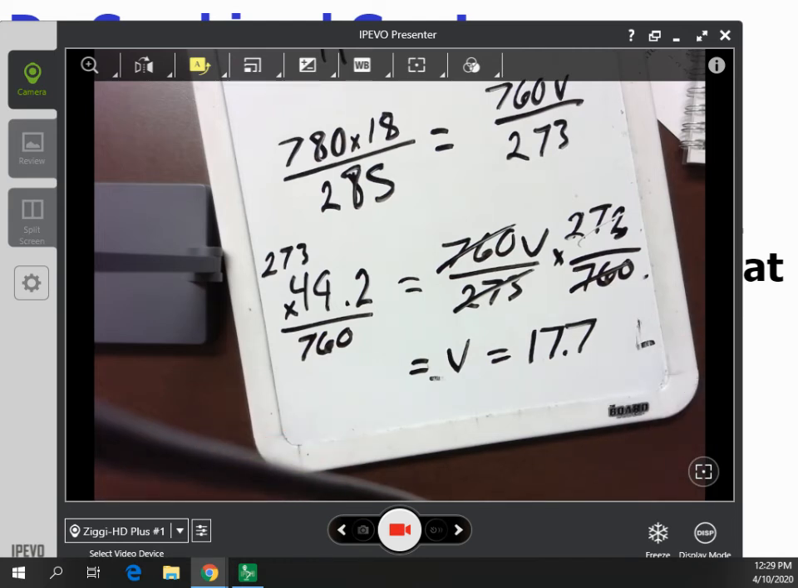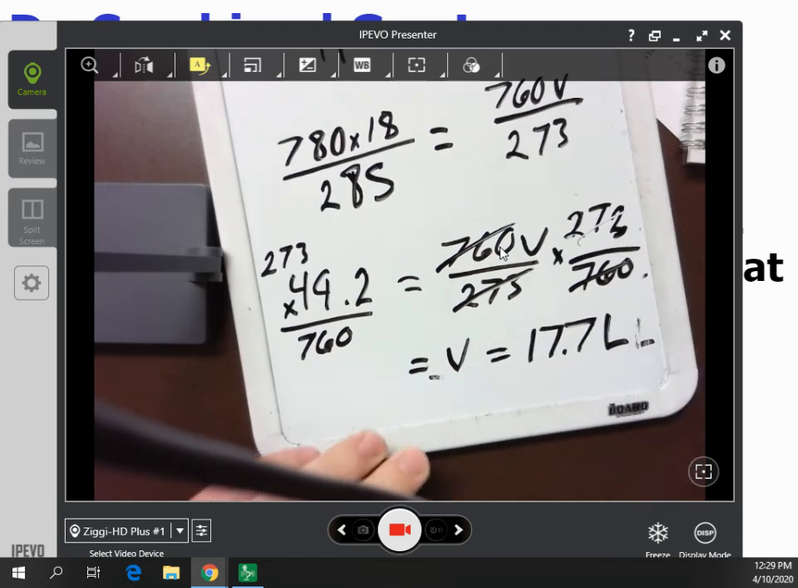Must have done something wrong there, because it should be a larger volume based on the fact that our pressure went down. But temperature went down as well, so that makes our volume go down as well. So there we go, there's our mistake. If temperature goes down, volume is going to go down with it. Make sense? Sorry about that. I made my own mistake.